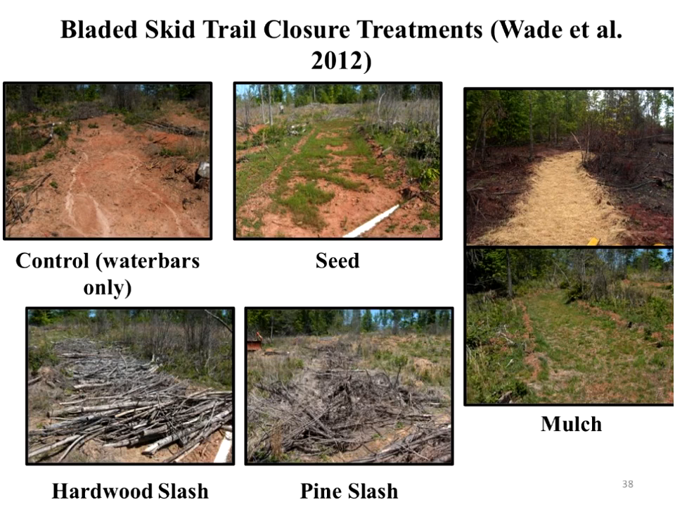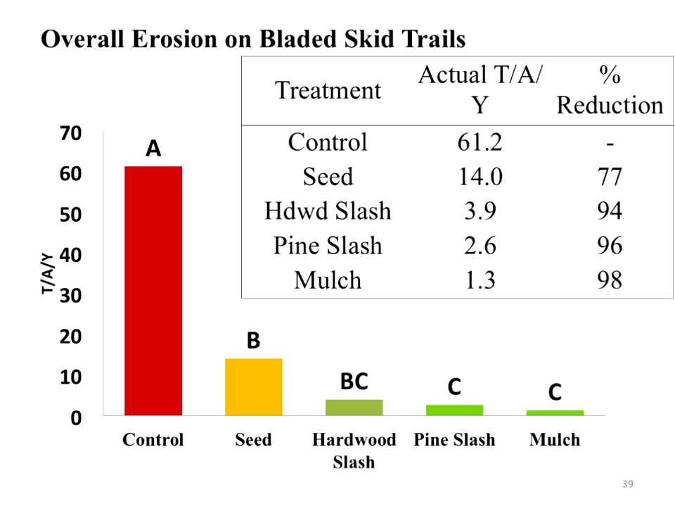And he weighed these sediments. You can see the control produced about 61 tons per acre there. The seed produced about a quarter of that, and then the hardwood slash, the pine slash, and the mulch all produced less. Take-home message there is that those all 3 worked better.